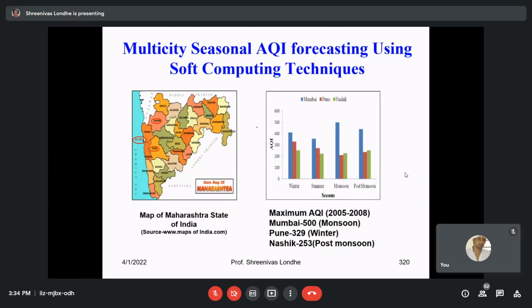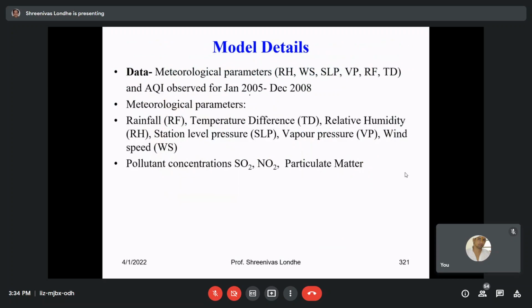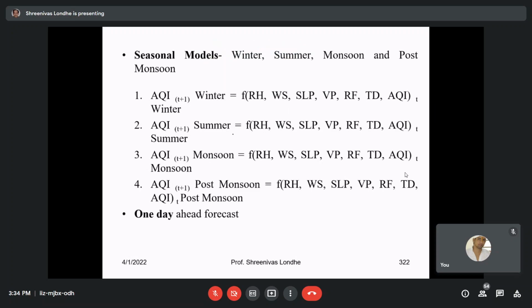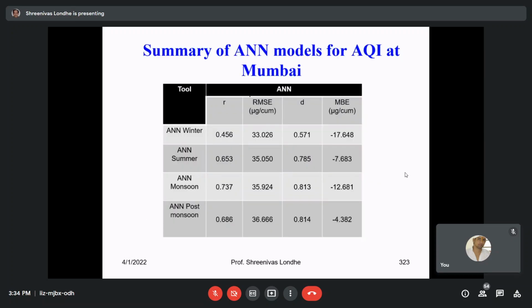Okay. Now, this was all about concentration prediction of SO2, NOx and RSPM. But what about the AQI index? For the AQI index, again, rainfall, temperature difference and vapor pressure are going to be your causative parameters. So they were considered as input parameters, and the air quality index for T+1, that is 1 day ahead, was predicted for winter, summer, monsoon and post-monsoon. And see the results. This was for Mumbai, for winter, summer, monsoon and post-monsoon. Okay, T+1.